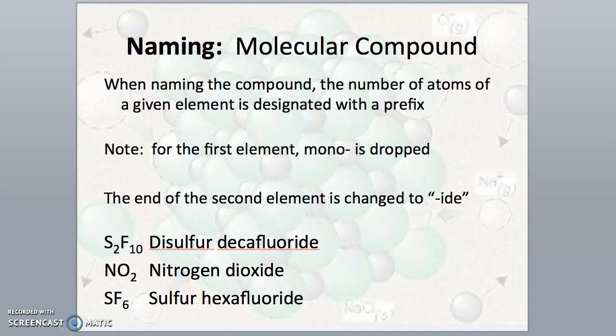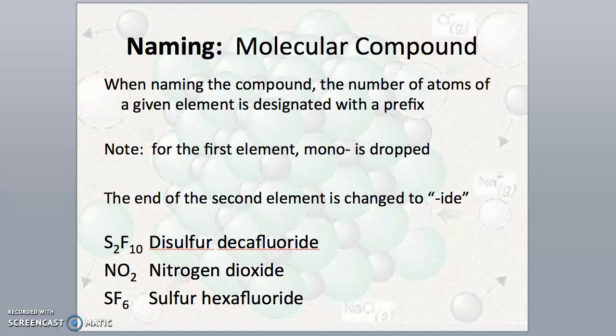When naming binary molecular compounds, start with the first element. If there is more than 1, use the appropriate prefix. If there's only 1, then you do not need to use the prefix. For the second element, you will use a prefix even if there is only 1. You will also change the end of the name to -ide.